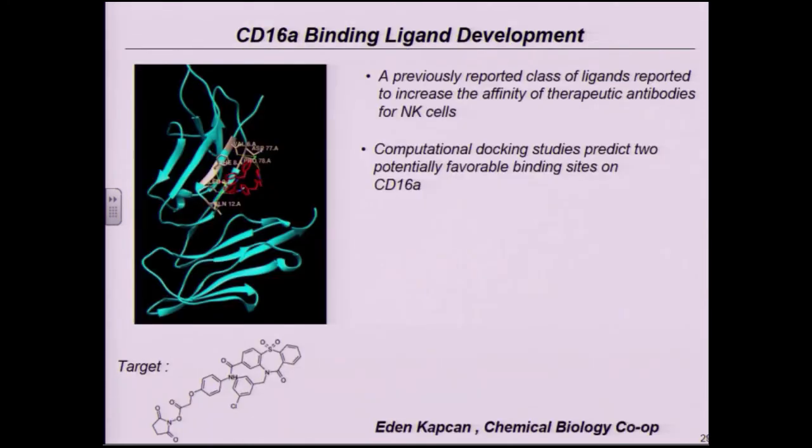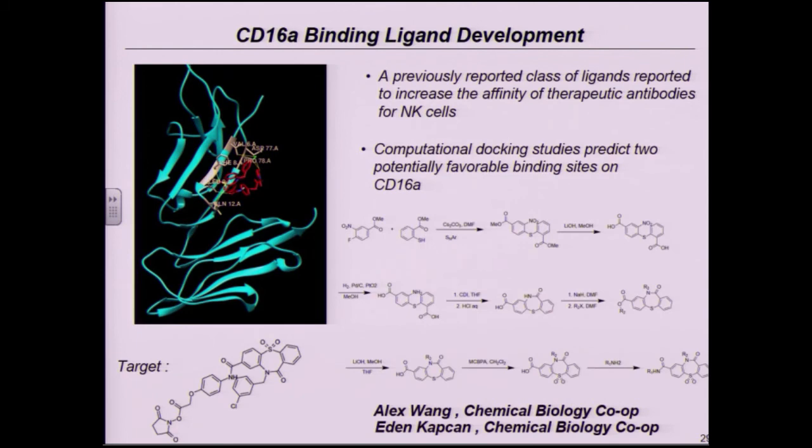And shown here is some work that a couple of the other students have been actively doing in the group, Alex Wang and Eden Kapkan, also chemical biology co-op students that have been doing a great job leading the charge in the development or discovery of these small molecule ligands that bind CD16A on natural killer cells. And shown here is really a docking of a known crystal structure of CD16A with a candidate small molecule, this benzothiazepine small molecule in the bottom left, which is a candidate molecule to bind CD16A that we can use to target labeling chemistry against this receptor.